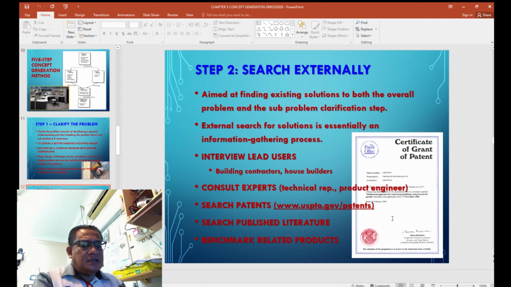Either at MyIPO, the Malaysian patent office, or the US Patent Office. Perhaps there are ways and methods that inventors have developed earlier so that you can partially use the solution to solve your problem. Or you could read reports or white papers pertaining to methods of solving your problem. Or you could compare the ways and means to develop your product by looking at existing products available on the market. We call this, of course, benchmarking.